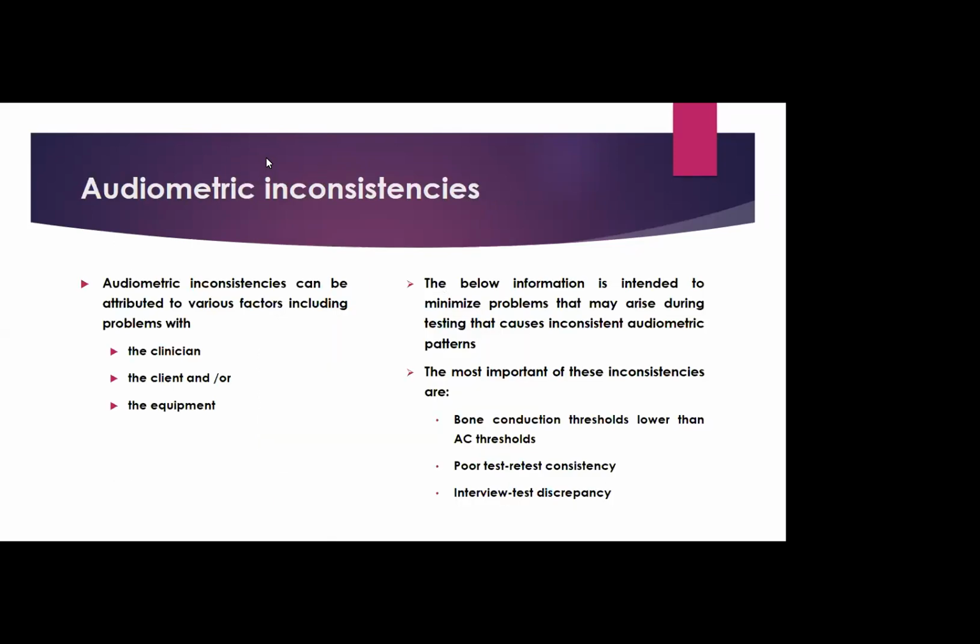Inconsistencies might be observed during audiometric techniques, originating from the clinician, the client, and or the equipment. Usually we see, if the bone conduction thresholds are lower than the air conduction thresholds, an inconsistent audiometric pitfall. Then, if retest consistency is not observed, it should again be mentioned. If an interview test discrepancy is there, such as talking loudly but presenting relatively normal hearing, we should again look at our own instruments first.